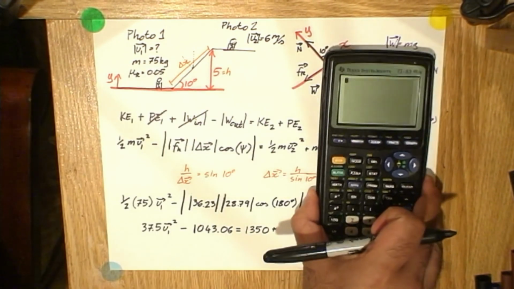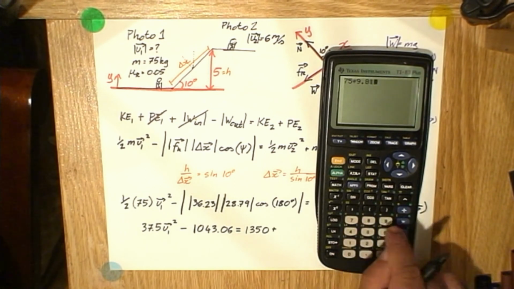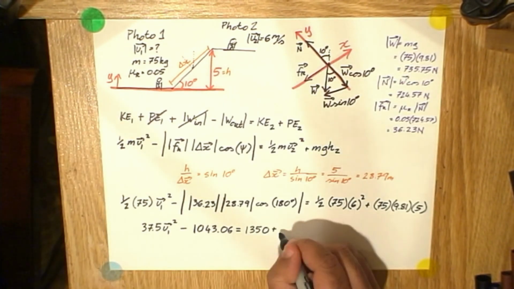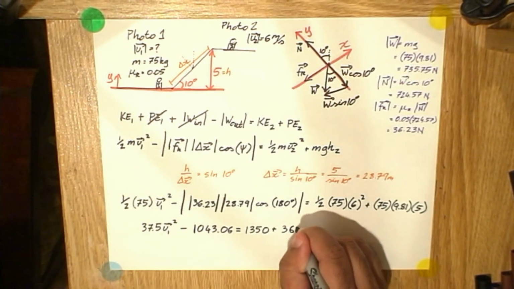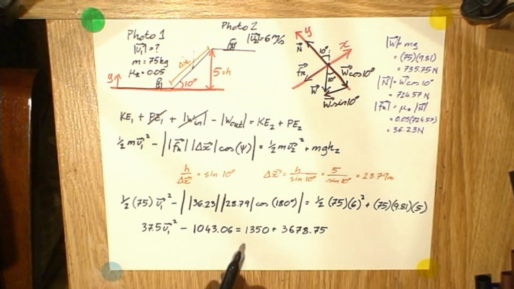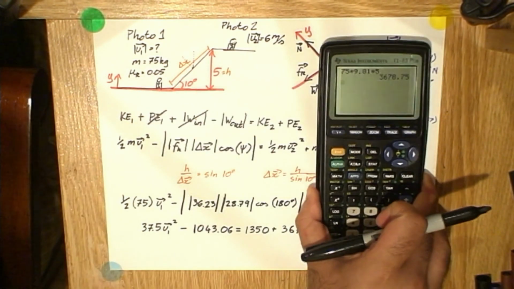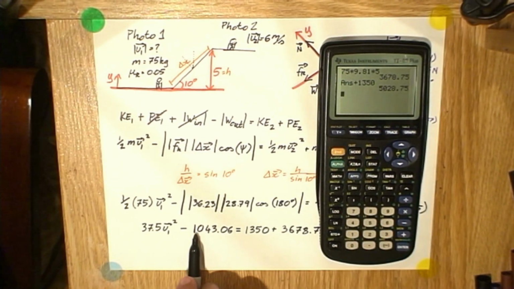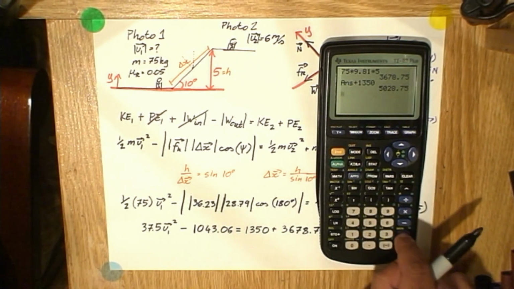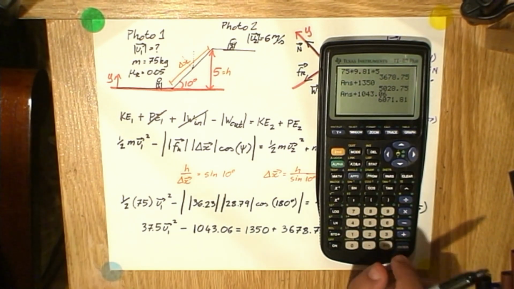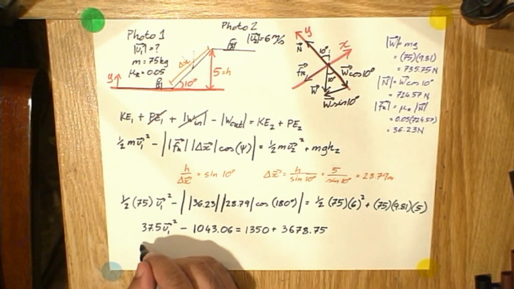plus 75 times 9.81 times 5 is 3678.75. Okay, so if I add up 1350 plus 3678.75, and then add the 1043.06 that got lost as work, I get 6071.81.